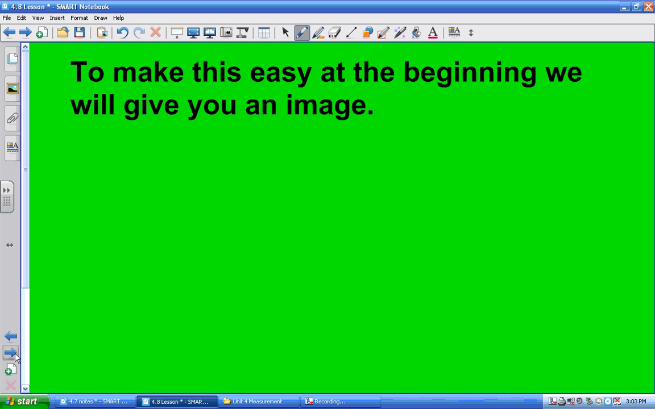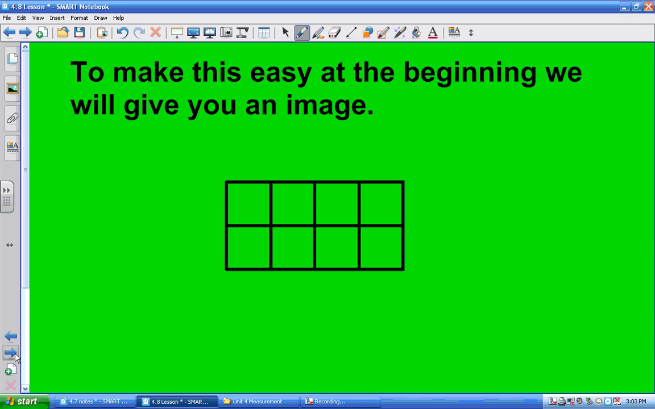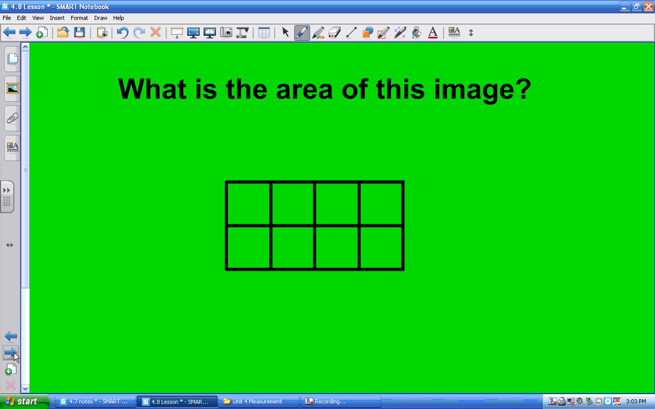Okay? Alright. To make this easy, I'm going to help you out a little bit here. I'm going to give you an image. Now, what's the area of this image? Ethan?